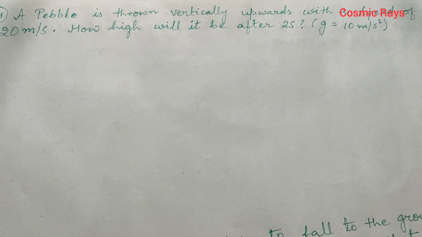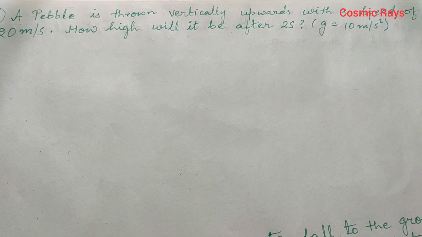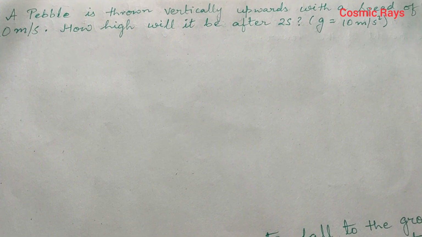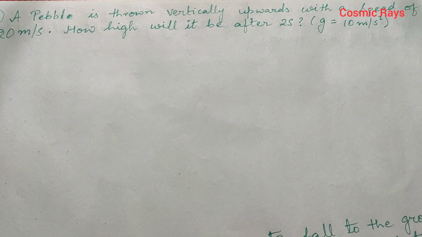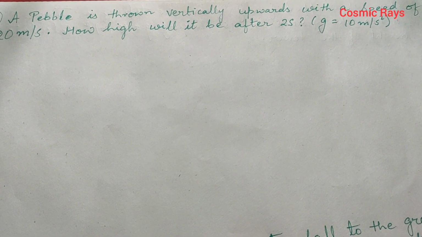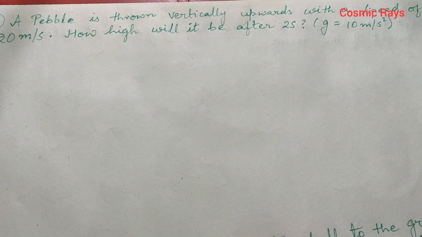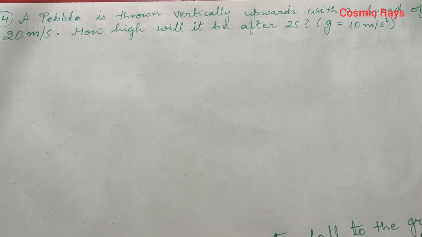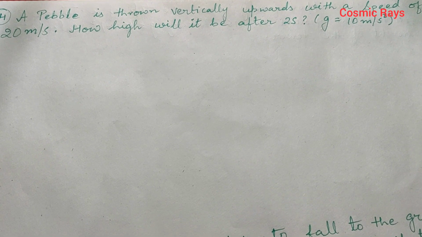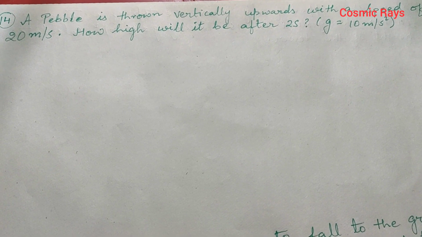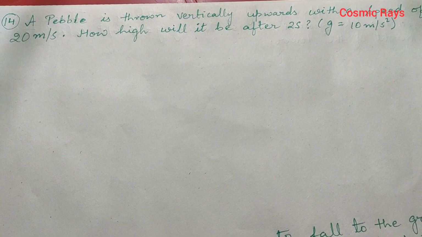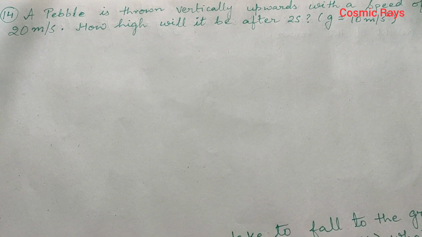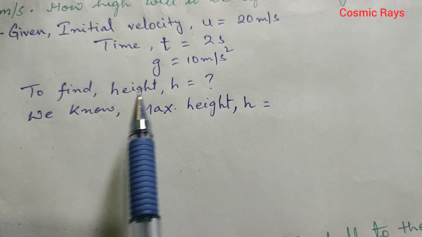Question number 14 says, a pebble is thrown vertically upwards with a speed of 20 meter per second. How high will it be after 2 seconds? Acceleration due to gravity to be taken, g equal to 10 meter per second square. So these are the things given to us. Here initial velocity u will be 20 meter per second, time is given as 2 seconds, and acceleration due to gravity g is 10 meter per second square. So we write the given things. We have to find the height h.